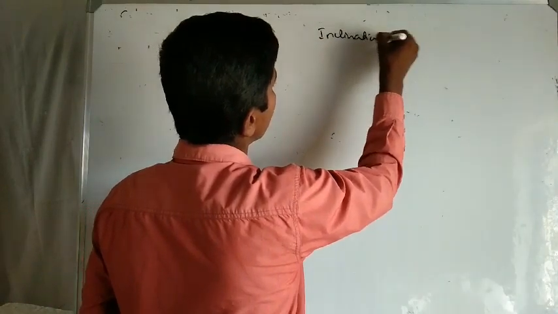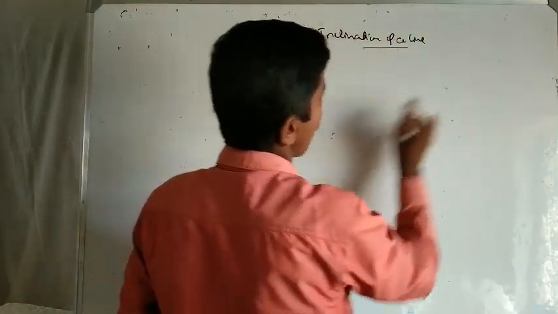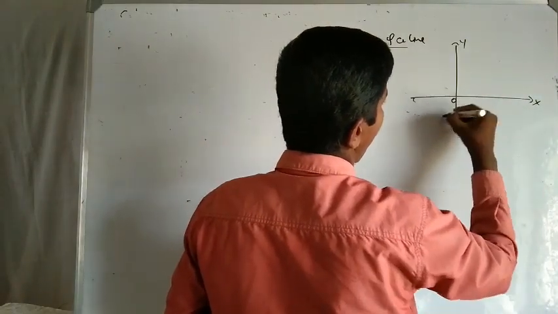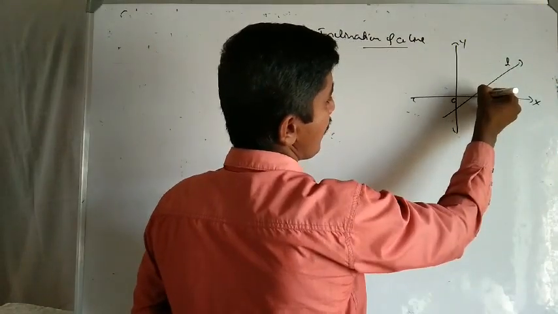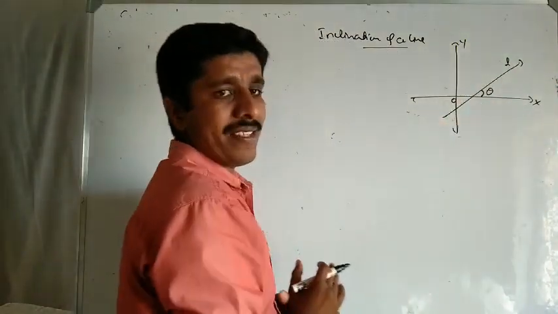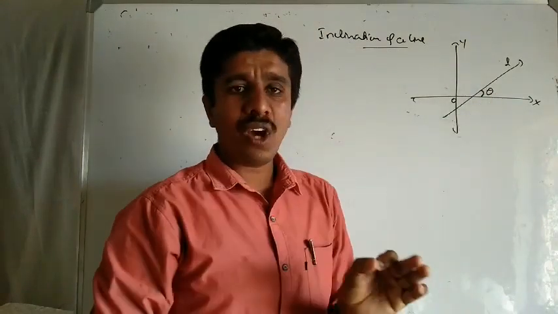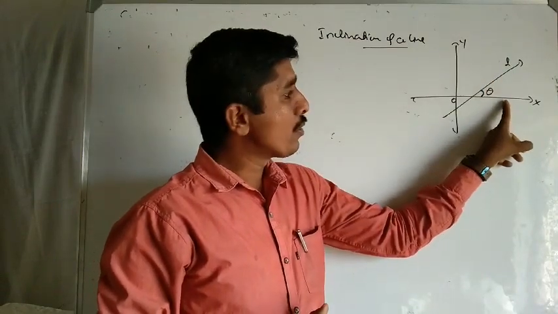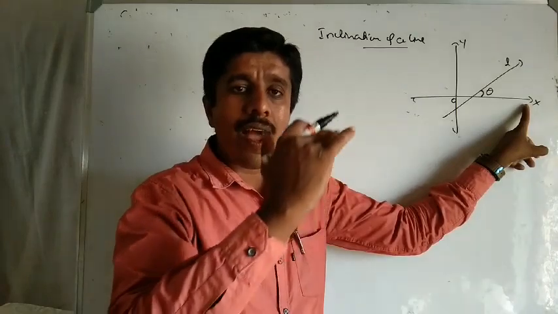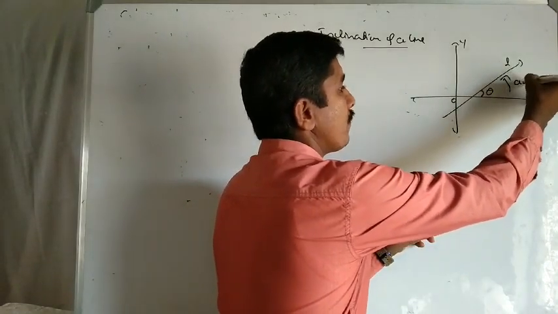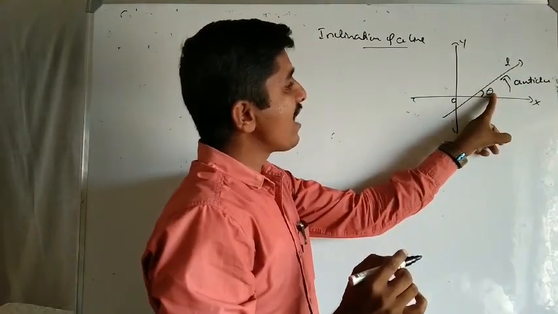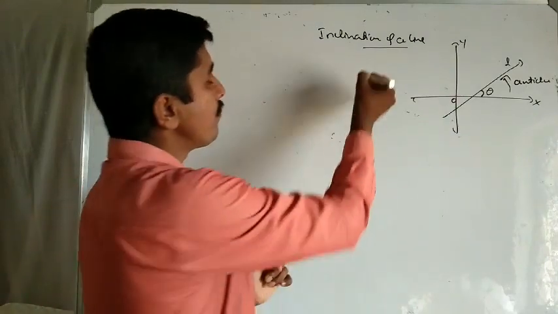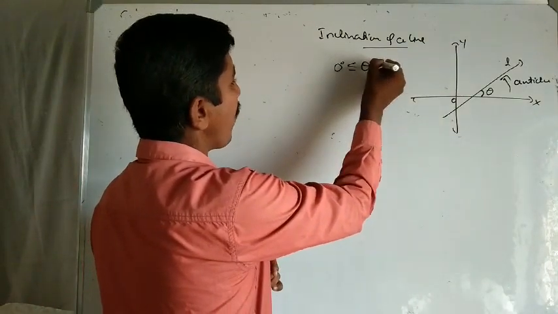Inclination of a line. Consider the xy plane with a non-vertical line L. Here theta is the angle between the non-vertical line and the x-axis. Theta is called the inclination of the line when it is made by the line L with the positive direction of the x-axis, that means along the anti-clockwise direction. The theta value varies from 0 degrees to 180 degrees.